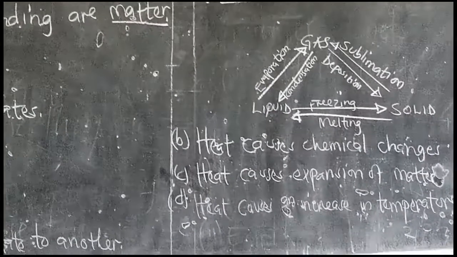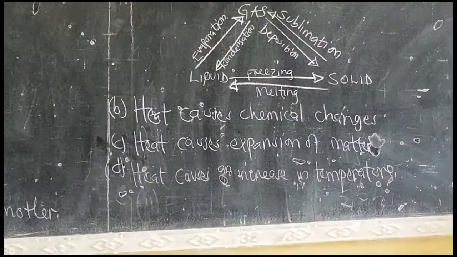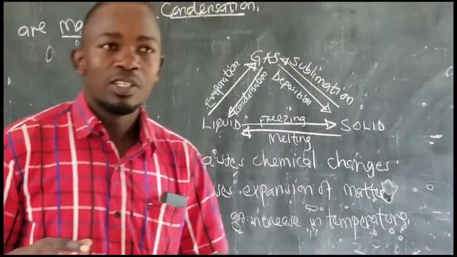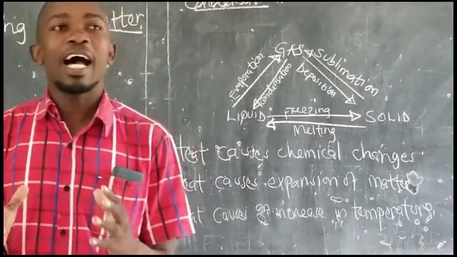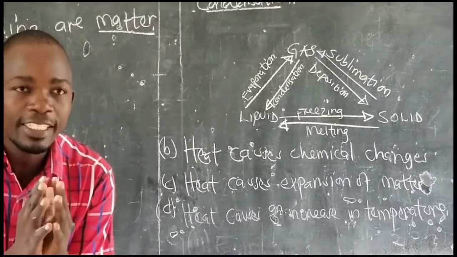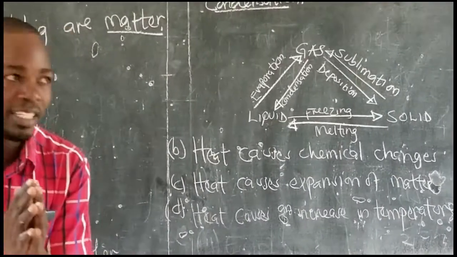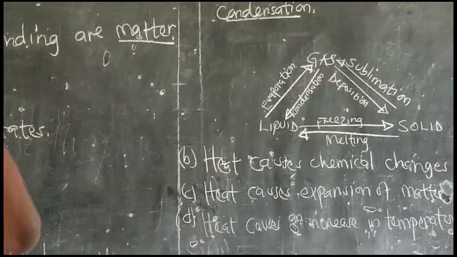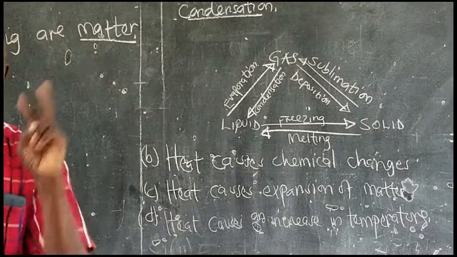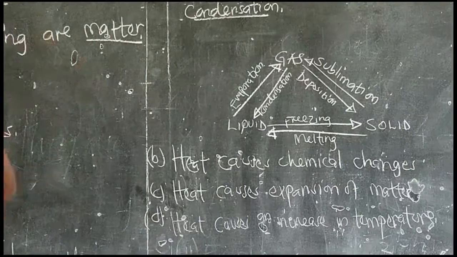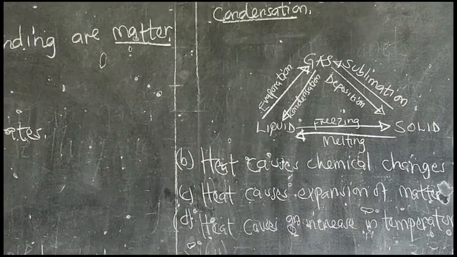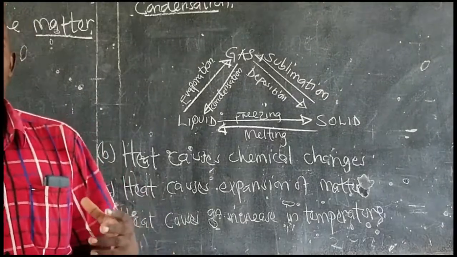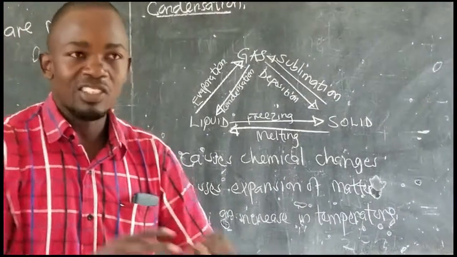But also, there is something called contraction. If matter is subjected to cooling, its size will decrease. So, a decrease in size of matter is called contraction. So, we have two situations: one, expansion, that is the increase in the size of matter; and also contraction, that is the decrease in the size of matter.